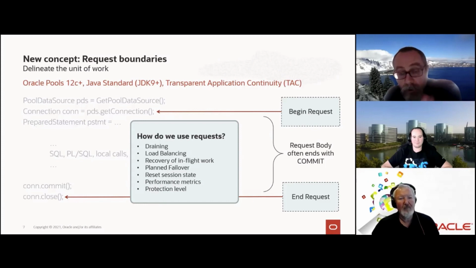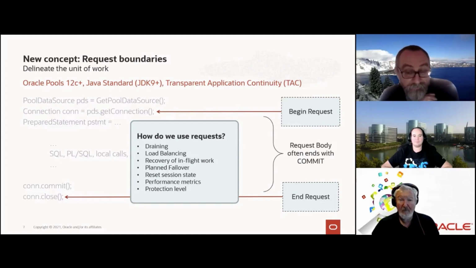Now, the big difference here, obviously, is that this is a connection pool being used in Java and so forth. But for transparent application continuity, which we introduced later, as of 19c database, we're now able to actually work without a database or a user connection pool. The database itself infers when the request begins and ends, all based on state changes and so forth in the session.